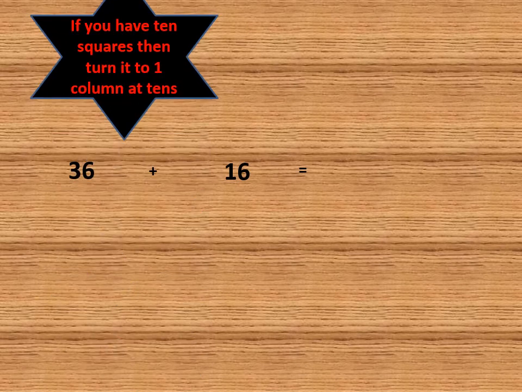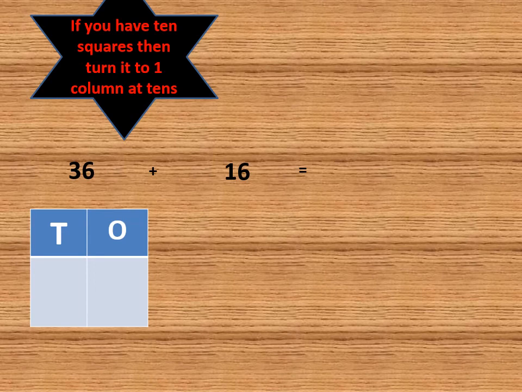Another example, 36 plus 16 equals. If you have 10 squares, then turn it into one column in tens. Okay, don't forget this note. If you have 10 squares, you should turn it into one in tens. Okay, 36 means how many tens? Yes, excellent. 1, 2, 3. And how many ones? 6. So I'll draw 6 small squares.